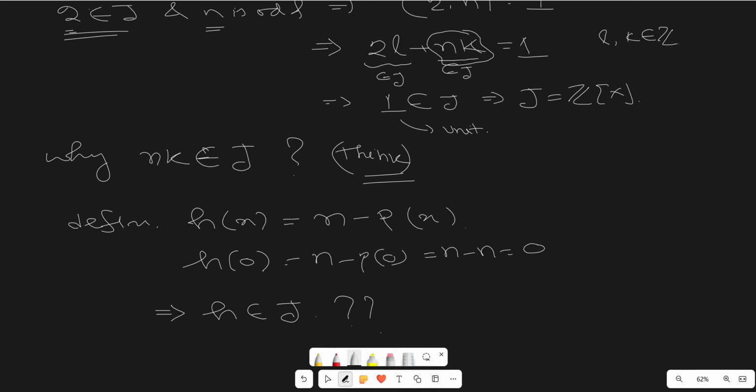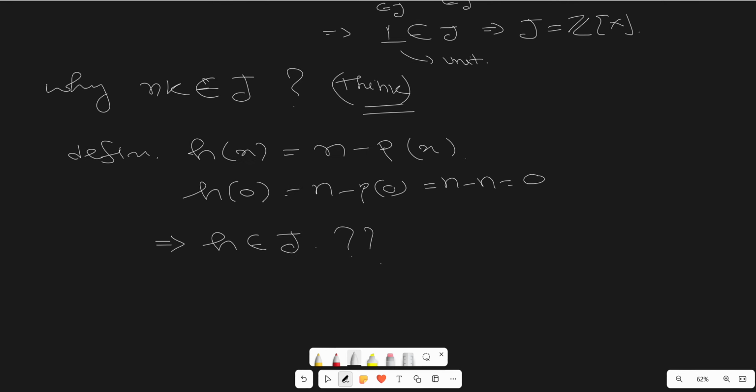Are you getting my point or not? If you are not getting my point, then please ask. So h(x) I have defined in such a way that at 0 this is 0, so it will definitely imply that this ideal will be inside J, right? What is my J?